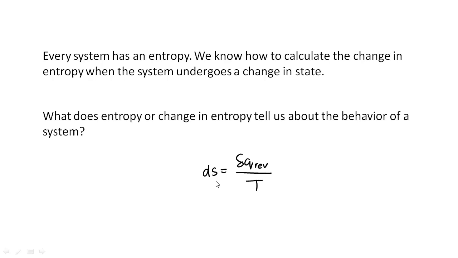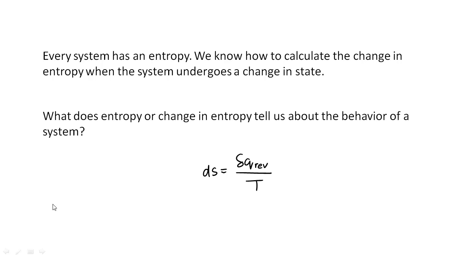The other thing we notice from this equation is that the same heat causes a greater increase in entropy of an object if it were absorbed at a lower temperature. This again does not help us much in answering our question about what entropy change tells us about the behavior of a system.